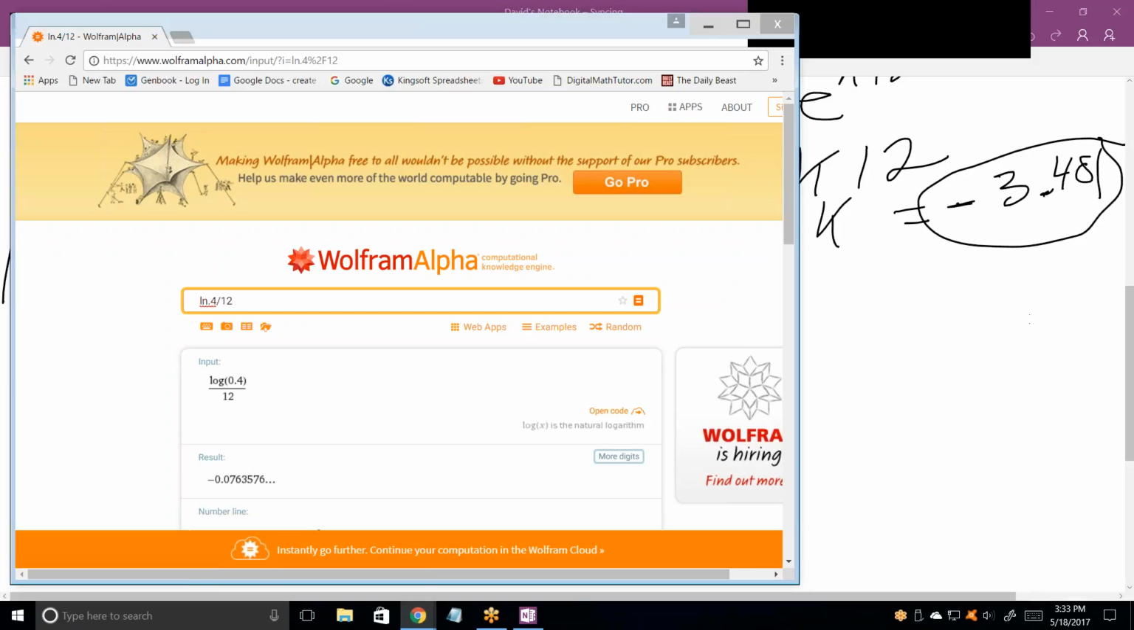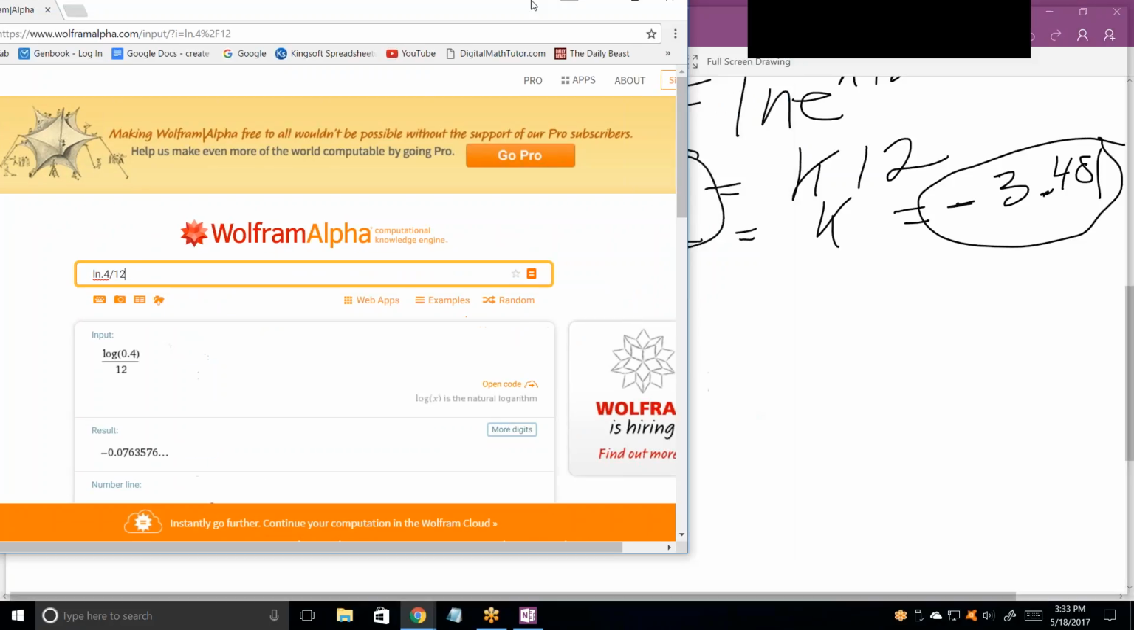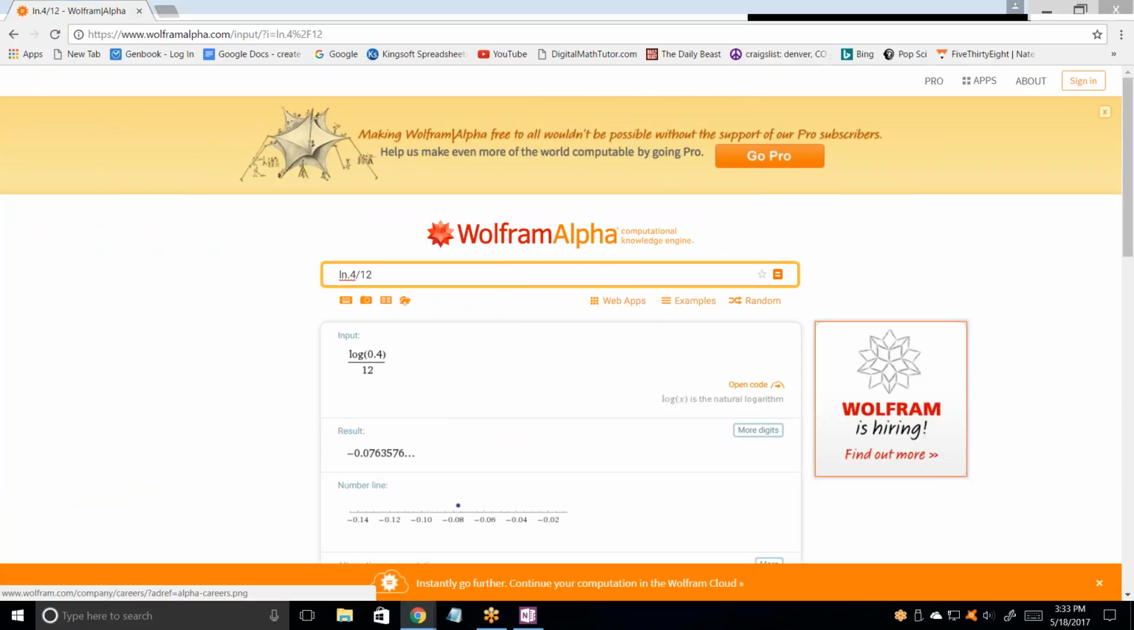Hold on, let me type this into my calculator again. Make sure you take the natural log. You will need the parentheses only on the top. In other words, notice what it wrote. It's the natural log of 0.4 in the numerator, just 12 in the denominator. You're not taking the natural log of that ratio. You're taking the log of 0.4 in the numerator, dividing that whole thing by 12.